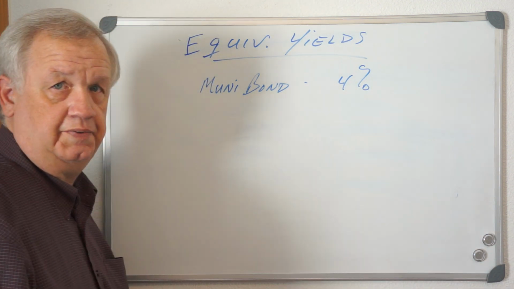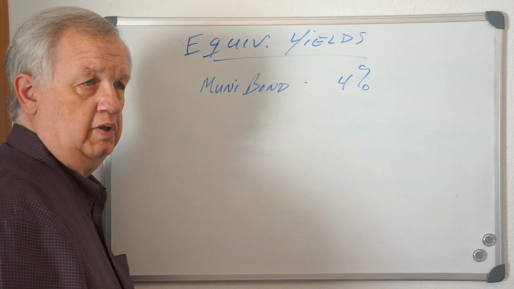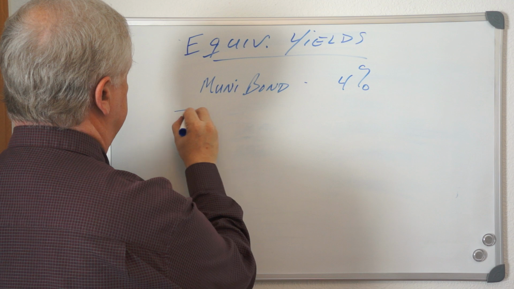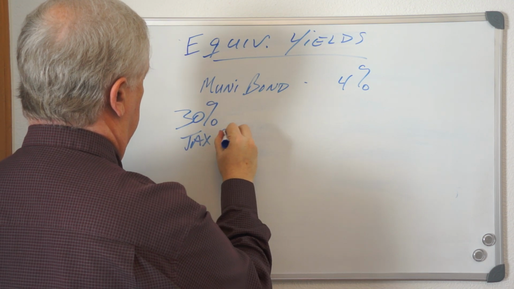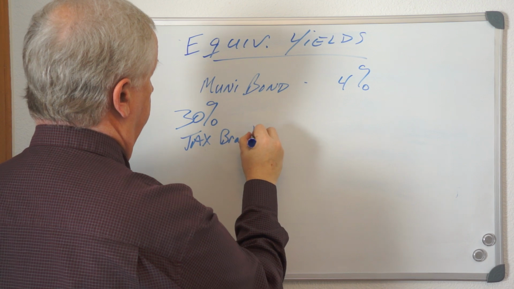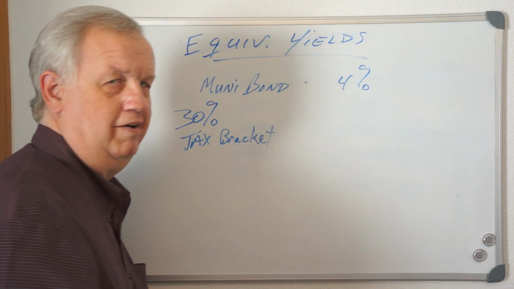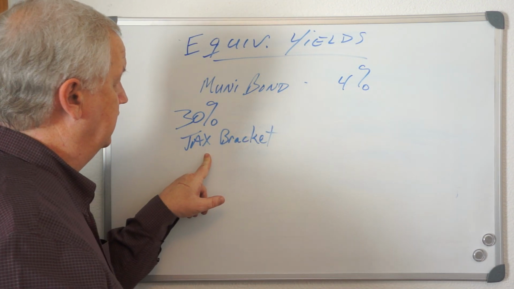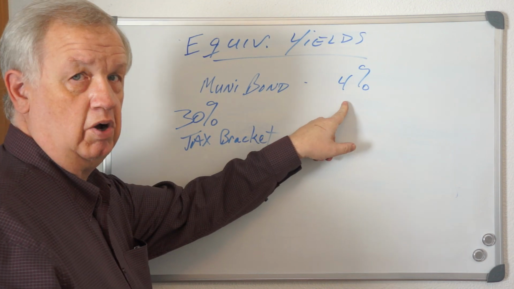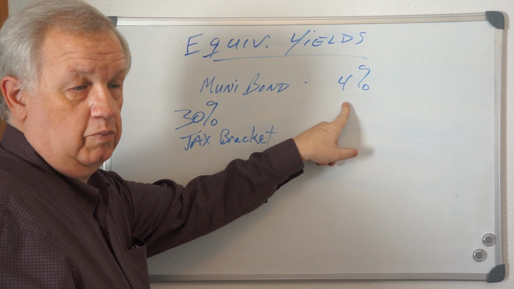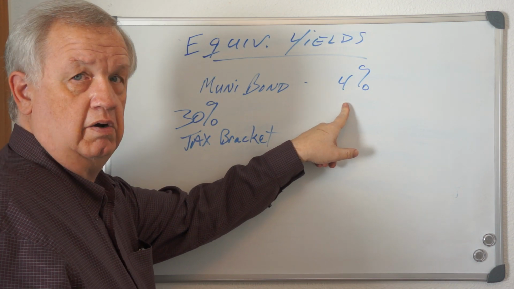pays 4%. I'm in the 30% tax bracket. I wish. Tax bracket 30%, that's your client. They told you about a 4% bond. They say, hey, what do you got that's comparable or better?